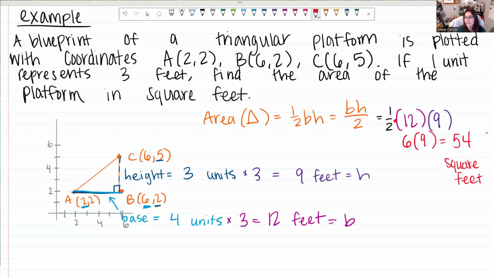So when you're working with area and you have some conversion factor, you need to convert the side lengths separately from units to feet, or units to whatever 1 unit is worth. Do not save that until the end.